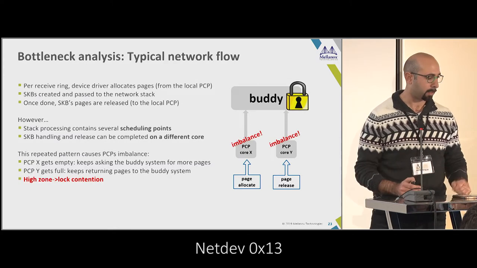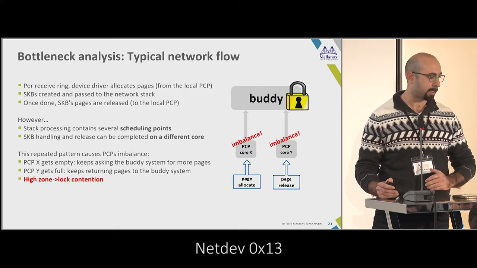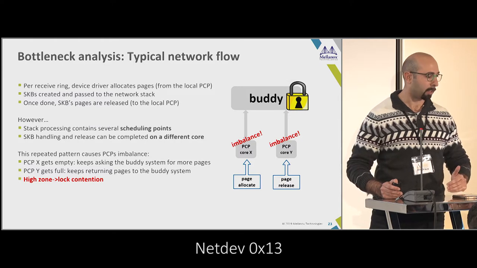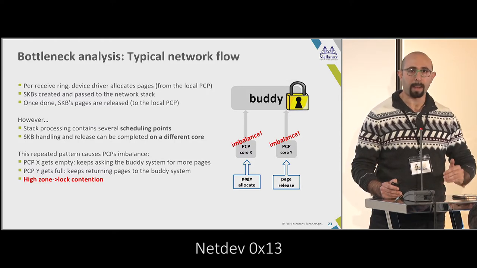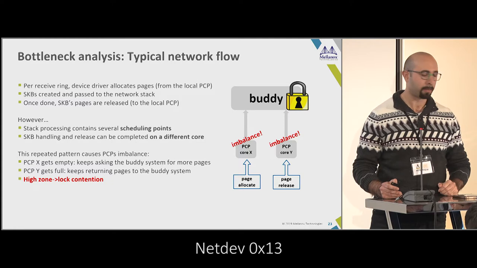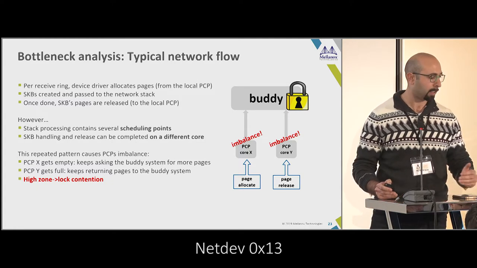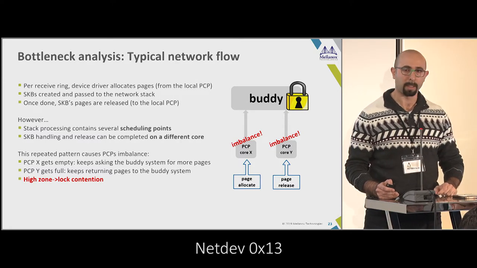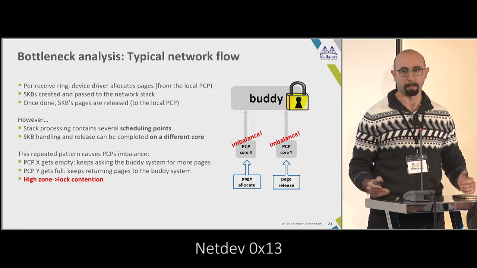Yeah, if this pattern is repeated all the time, then core X will keep asking the buddy allocator for pages, and PCP Y will keep releasing pages back to the buddy system, and all is done under the same zone lock.